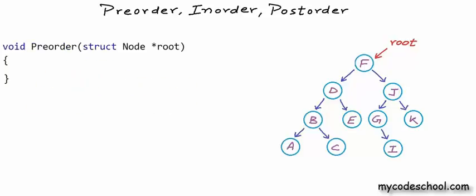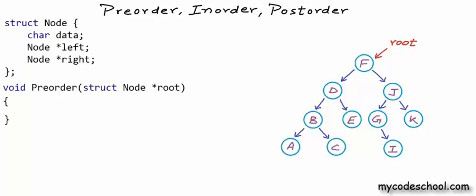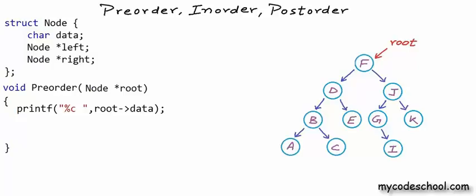In C or C++, my method signature will look something like this. This function will take address of the root node as argument. Argument type is pointer to node. I'll define node as a structure with three fields like this. Data type in this definition is character, and there are two fields to store the addresses of left and right children. Now in preorder function, I'll first visit or print the data in root node, and now I'll make a recursive call to visit the left subtree.